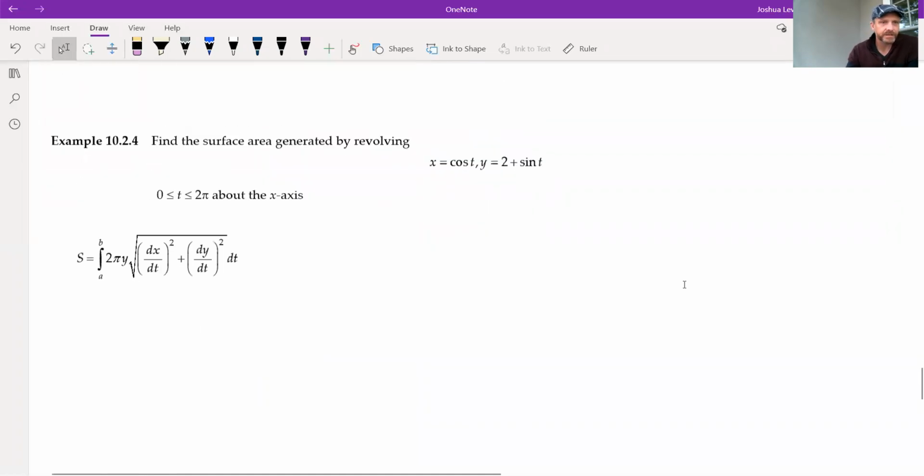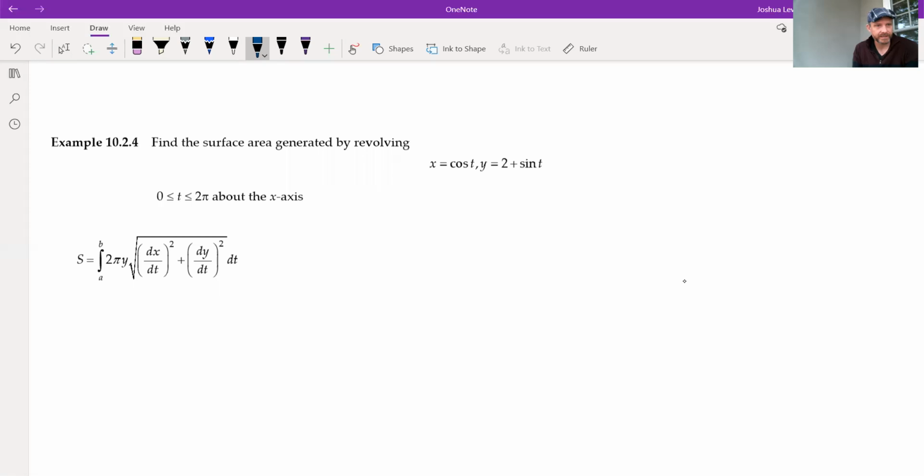So, surface area generated by revolving x equals cosine t, y equals 2 plus sine t, from 0 to 2 pi about the x axis. So I've got this equation, and while I'm at it, I'm going to find dx dt. And so dx dt will be what? Well, negative sine t. And then my dy dt will be what? Well, cosine t.